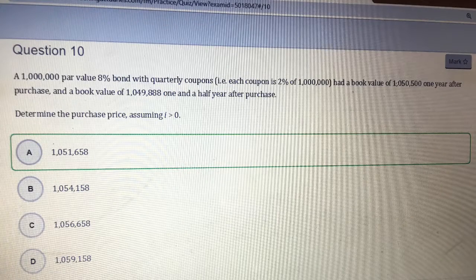This problem gives us a $1 million par value bond with 8% quarterly coupons. That is 2% of $1 million. It has a book value of $1.050 million after 1 year, and after 1.5 years, it's dropped slightly to $1.049 million. And we want the purchase price.